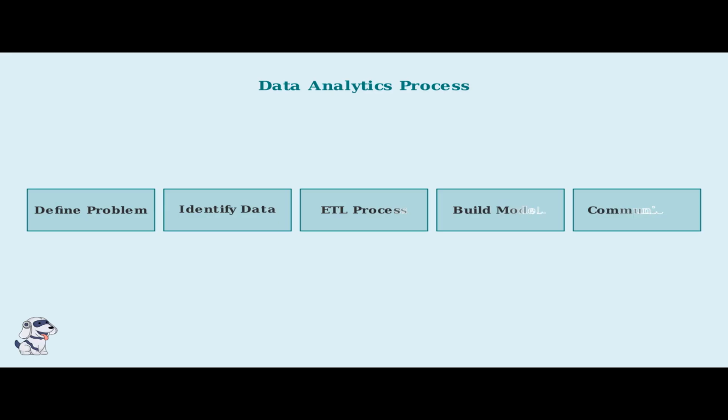The data analytics process follows a systematic approach to extract insights from data. This process consists of 5 key steps that work together to transform raw data into actionable business intelligence. Step 1 is defining the problem.